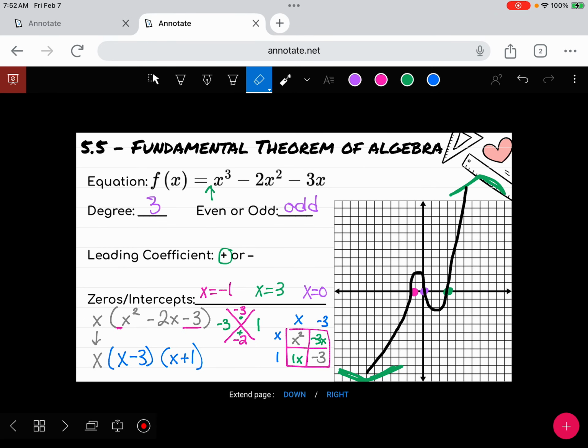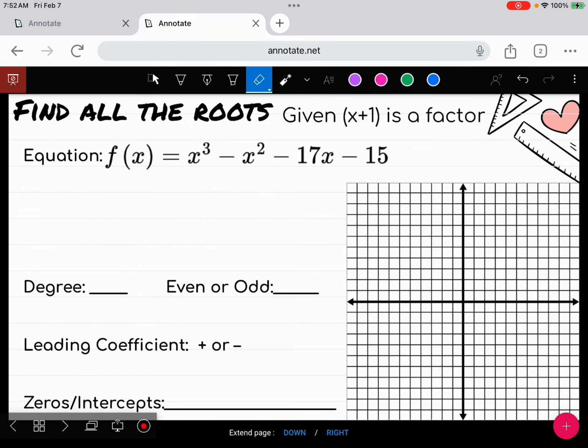Sometimes, though, it won't have a GCF like that. Sometimes we're going to give you a factor, and it's going to smush together all the things like we did in the bell work with this. Oh, my gosh, what? Because we have here, given x +1 is a factor, this is our last one here. We are still asked to find our zeros, intercepts, degree, leading coefficient, all that jazz.